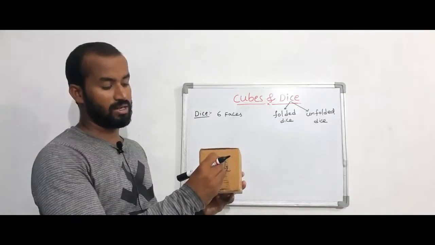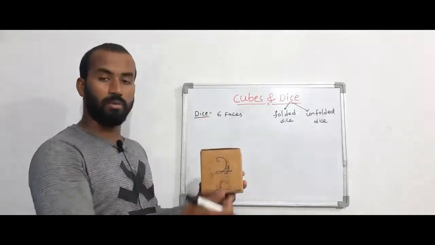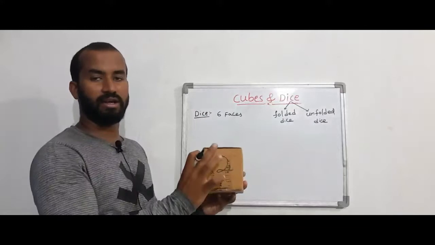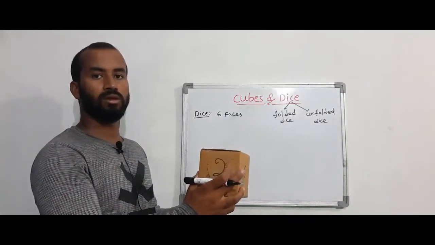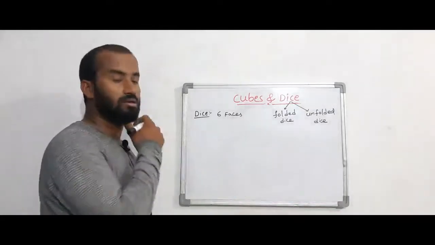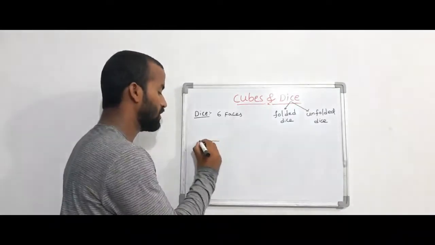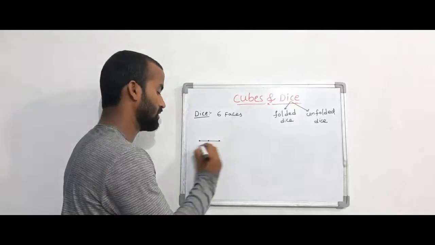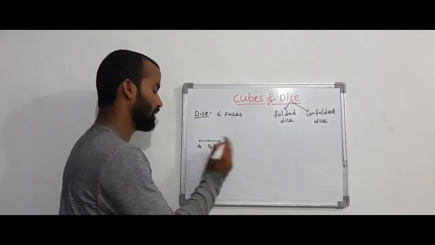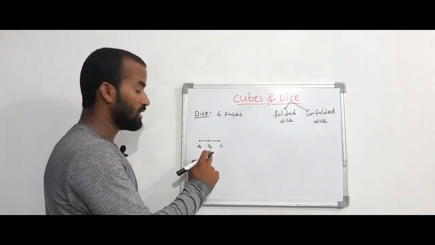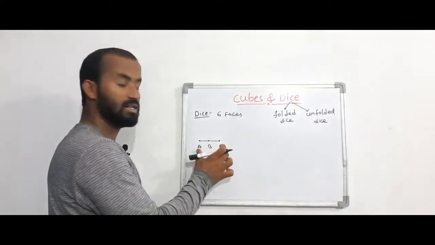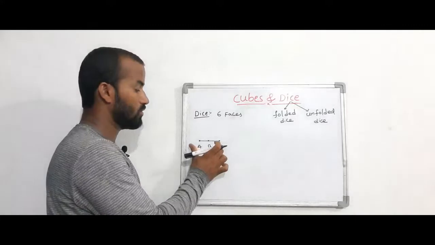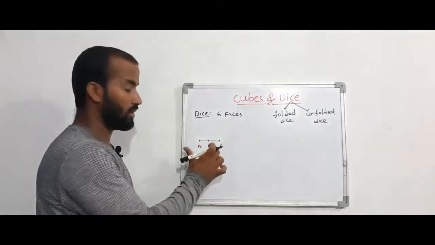If I am taking this side, for this side, top and bottom and left and right are adjacent and back will be the opposite side. Okay, what is meant by adjacent? If 3 persons are sitting on a bench, A, B, C, for A, B is the adjacent. For C, B is the adjacent. For B, A and C are the adjacent. So what is meant by adjacent? Sitting neighbor.